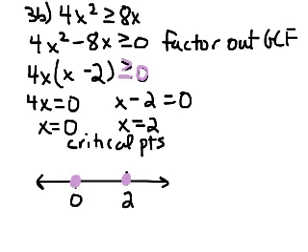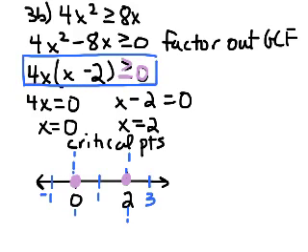And then I'm going to test each of the regions. So I'm going to pick a test point in each region, and then I'm going to plug these values in. And remember what we said? The factored form is the best place to go. So if I put -1 into 4x, 4 times -1 is a negative. And -1 minus 2 is a -3. So I get a negative times a negative is a positive.